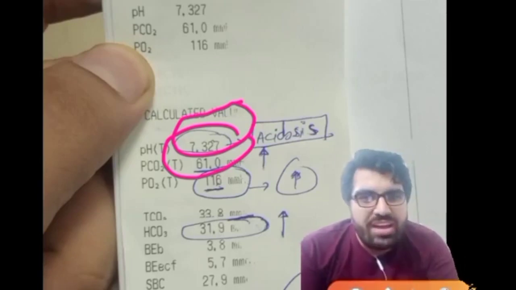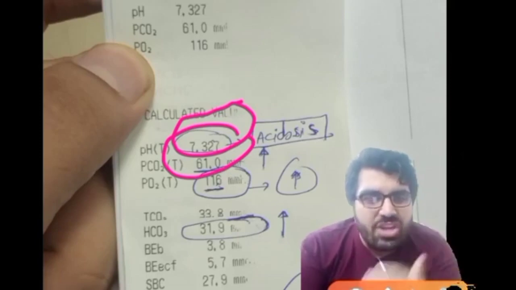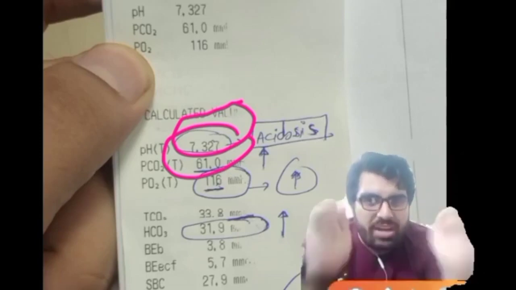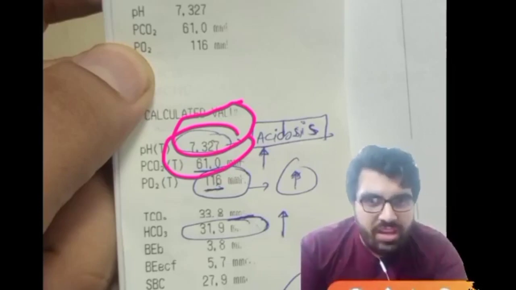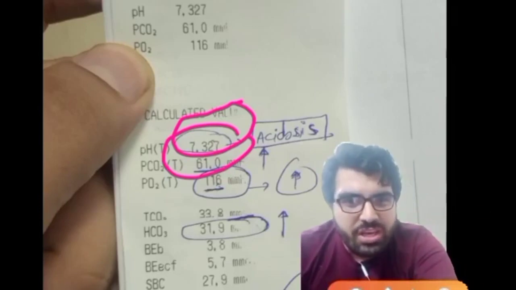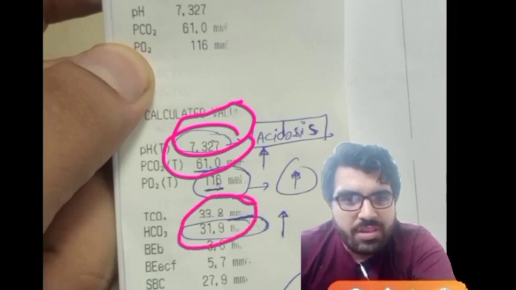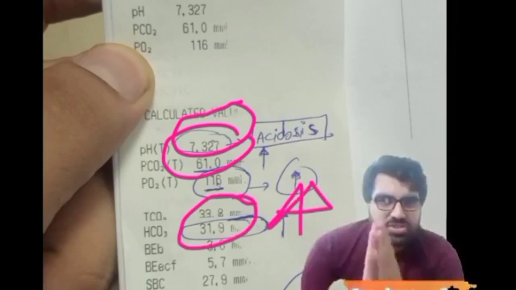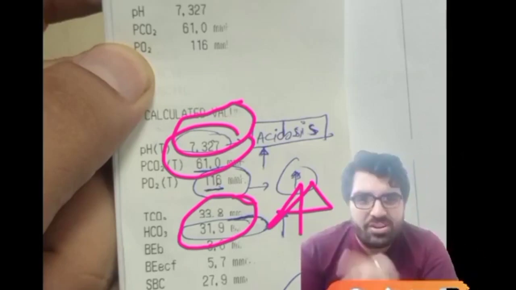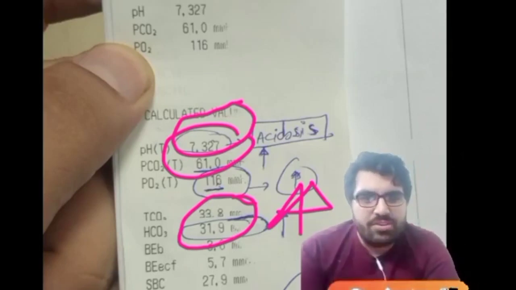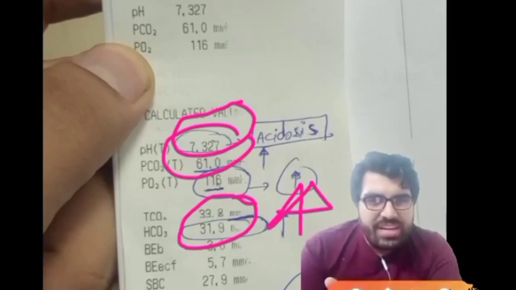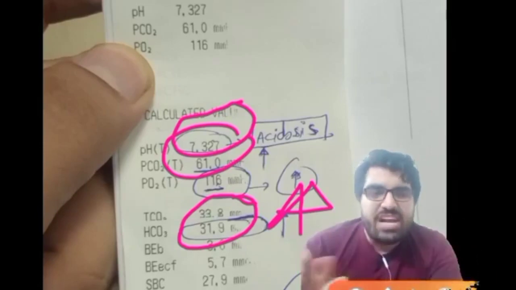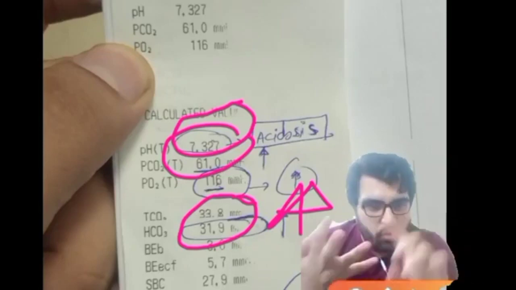Now is this acute respiratory acidosis or chronic respiratory acidosis? The answer is chronic respiratory acidosis. Why chronic? Because the bicarb is increased. In acute respiratory acidosis, the bicarb is normal, that is 22 to 28, within the limit. If it is more than 28, it means this is chronic. So it is type 2 respiratory failure and this is chronic.